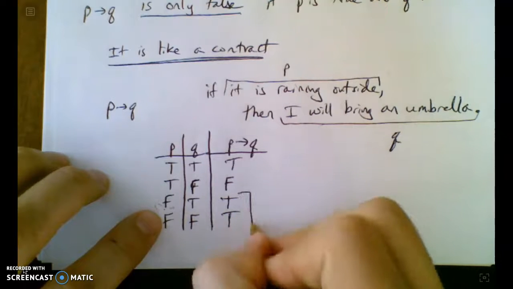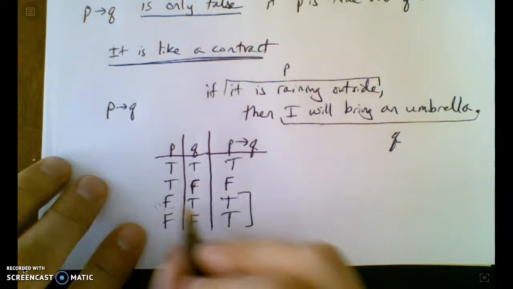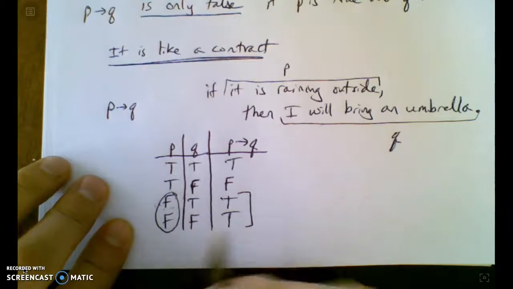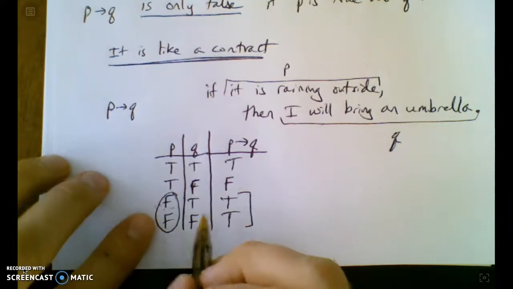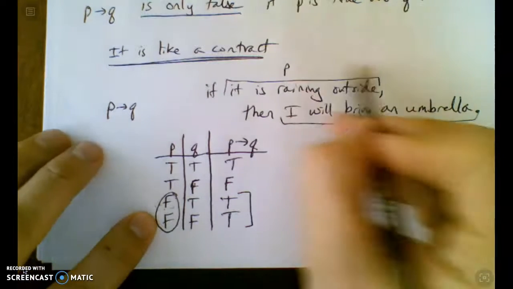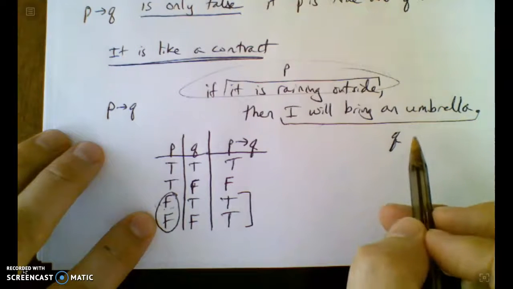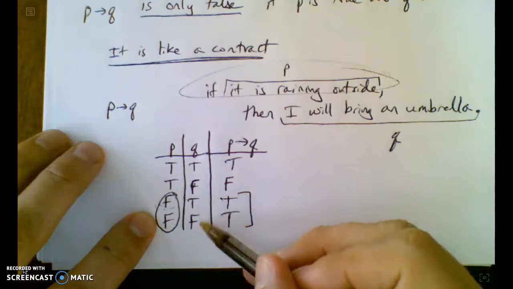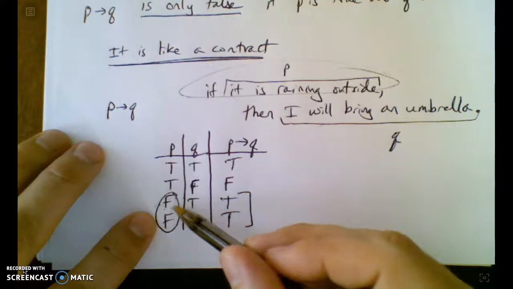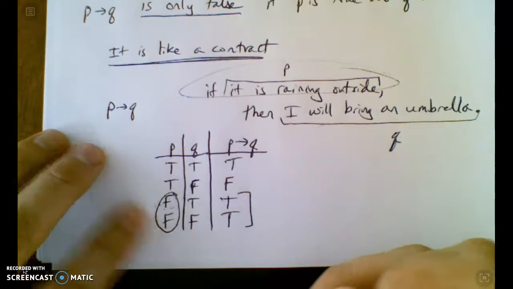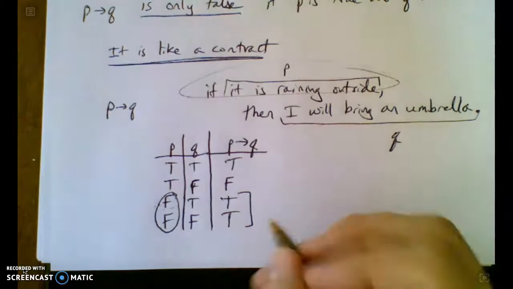So these two cases will always be true if the first part of an if-then statement is false, because if you don't have the if part of a contract, you don't ever have to follow through. It doesn't matter if the back end's true or false. The contract was never started. So you can think of it like that. That's why I like to think of it like a contract.